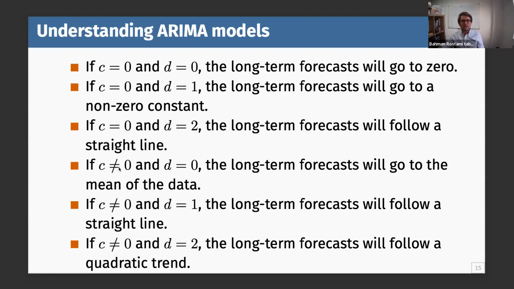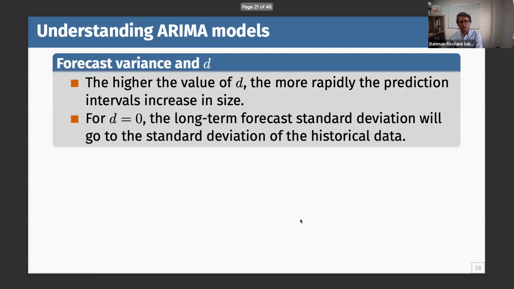Now, if you have a constant value that is not 0, but there is no differencing, then the long-term forecast will go to the mean of the data, the average of your data. If you have one differencing, then it will follow a straight line. And if you have two differencing, then it will follow a quadratic trend like that. But this is something maybe we don't really recommend. So it is important to just get an idea of how this will affect the long-term forecast. So p and q take care of the shorter-term forecast, and c and d are related to the longer term.